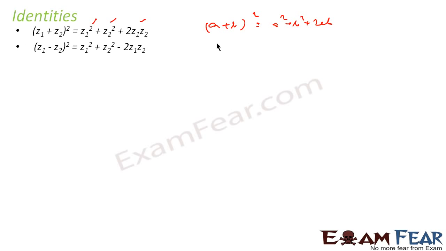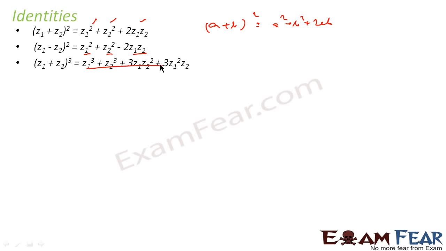Now we'll talk about identities. When you say z1 plus z2 whole square, it becomes z1 square plus z2 square plus 2 z1 z2. This is similar to the normal formula we have, a plus b whole square is equal to a square plus b square plus 2ab. Similarly for z1 minus z2 whole square, it is z1 square plus z2 square minus 2 z1 z2. It is like a normal real number.